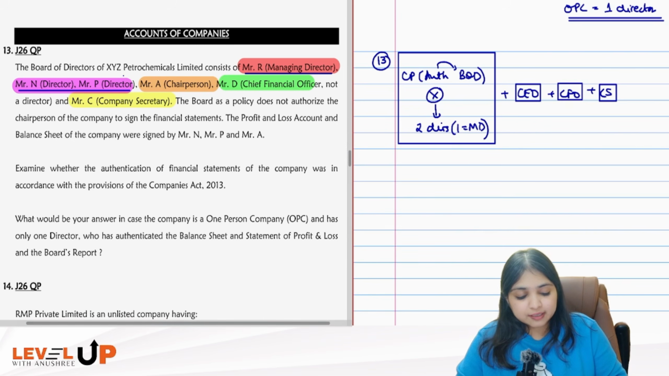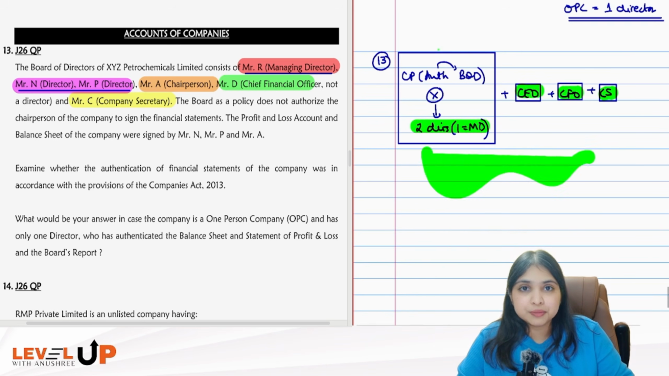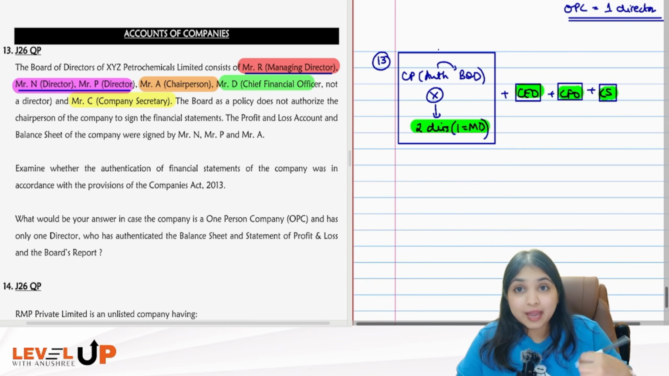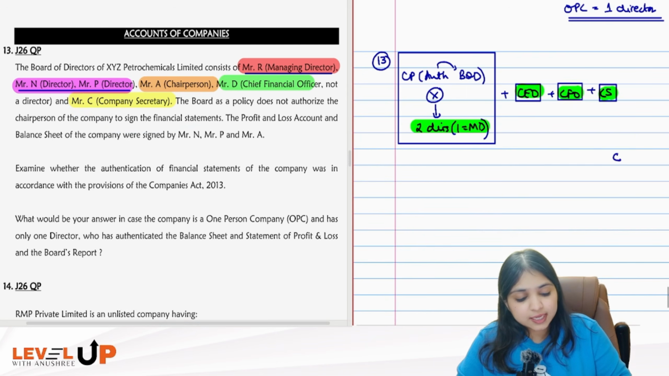The board of directors as a policy does not authorize the chairperson to sign the financial statements. So the chairperson is not authorized over here. So in this question, 2 directors, out of which one is managing director, CEO, CFO, CS, these are the persons who will have to verify. So if I have to give names, they haven't spoken about a CEO. The CS is Mr. C. The CFO is Mr. D. There's no CEO in the company as per the question.